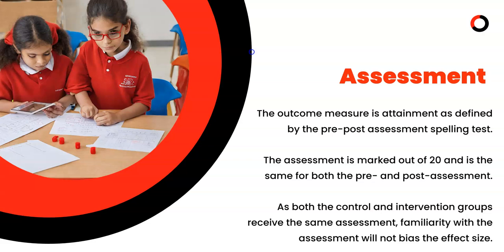And finally, moving on to the assessment, the outcome measure is defined by the pre and post assessment spelling test. The assessment is marked out of 20, the same for both the pre and the post assessment. As both the control and intervention groups receive the same assessment, familiarity with this should not bias the effect size.